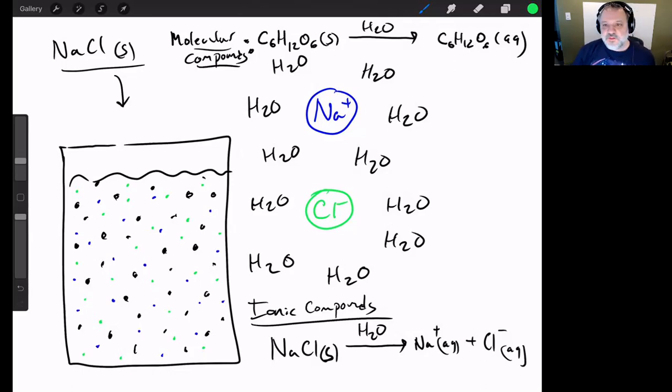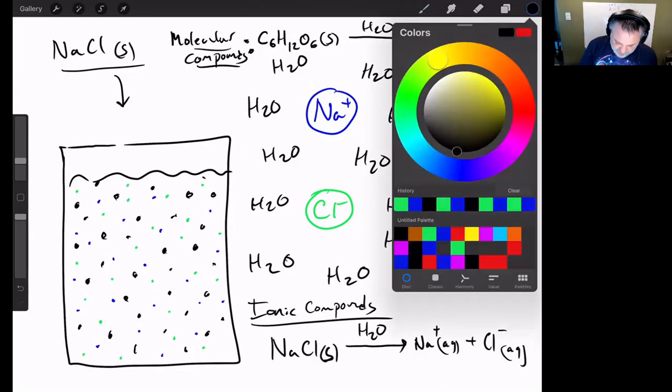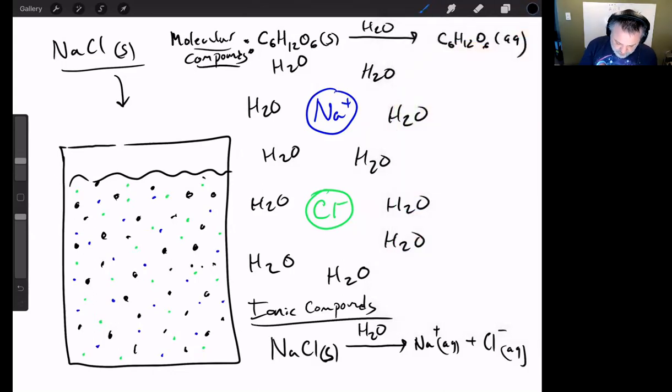Now this is an overly simplistic view. Remember that each of these particles is actually surrounded by solvent molecules. And this is what it means to become solvated when we're talking about ionic compounds. This goes directly into our next definition, which is electrolytes.